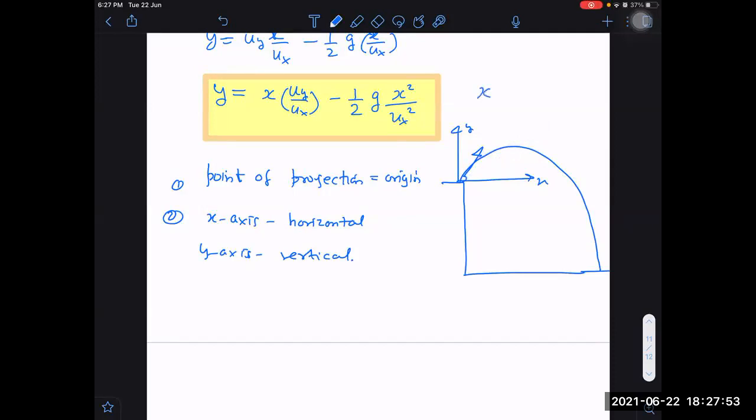We can say x belongs to 0 to RH, the range. That will be better. So it is valid only for this much value, 0 to RH. It will not be valid beyond RH, because after it strikes, how do we know whether it collides, bounces back, or just strikes and stays there? Then we don't know anything.